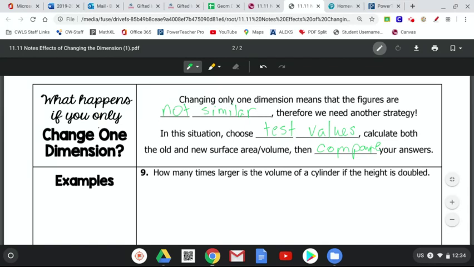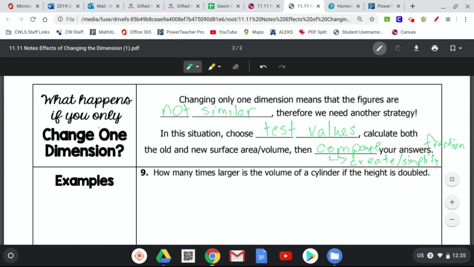So when we compare our answers, basically what it means is we are going to create and simplify a fraction. That's all it means. When we're comparing, we put the one on the top, the other one on the bottom, and divide, simplify that fraction, and that'll give us our how many times larger, how many times smaller, or whatever, okay?